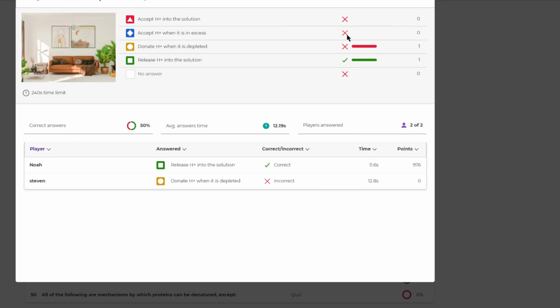And 49, you said it donates when it's depleted. Just change that to it just automatically releases it. That's what an acid does. That's why we have acid pain, and things like that, because it doesn't donate while it's depleted. It doesn't wait until it gets to that point. It just releases it. There's no time limit on that.